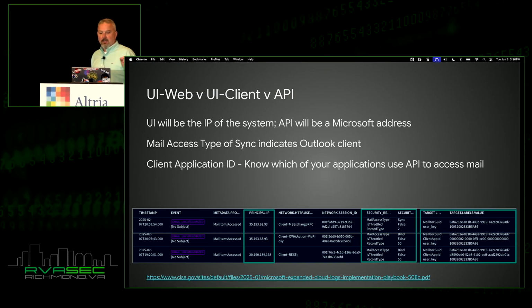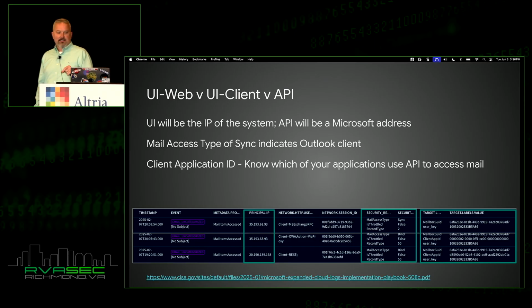If you see the mail access type of sync, that indicates an Outlook client accessing it. And then if you see a client application ID, that is the application that you punched through the hole to get to the mail. So another good thing to be mindful of is to monitor which applications are accessing, choose your favorite thing, but in this case, mail, because that's going to show up in your log stream and say, why are people accessing through this API to get to my mail going through this application that I've never heard of or isn't an authorized place to access mail, right? I mean, again, some basic kinds of things.